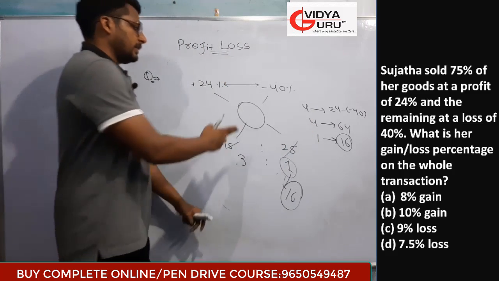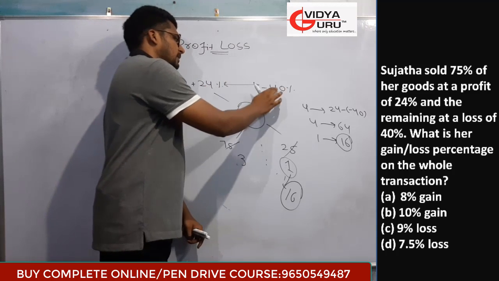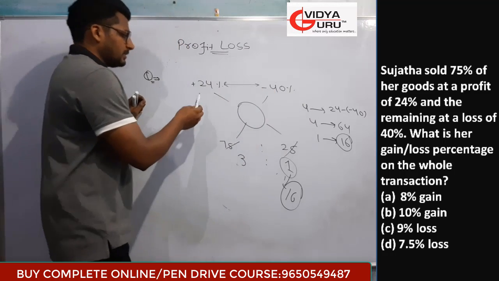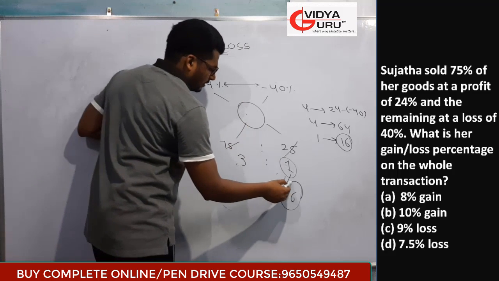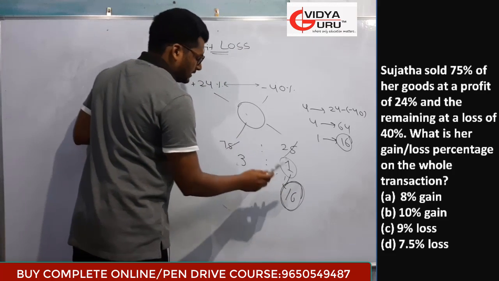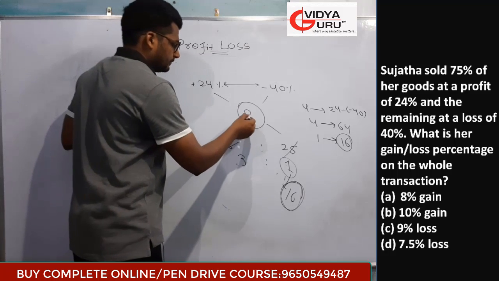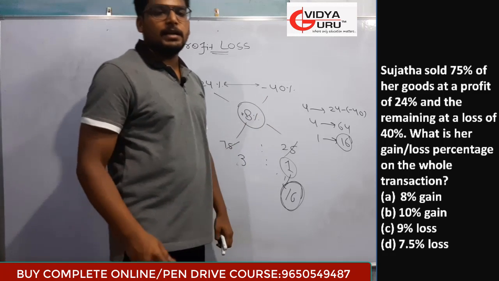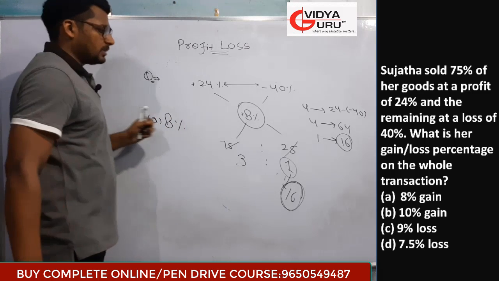Now in allegation, this value is between these two. This value will always be between these two because it is the average overall. That means 24 minus something should come equal to 16. And what should I subtract from 24? That 16 should come. What should be subtracted? 8. That means overall profit is 8% gain. Option A, 8%. There is one more method.